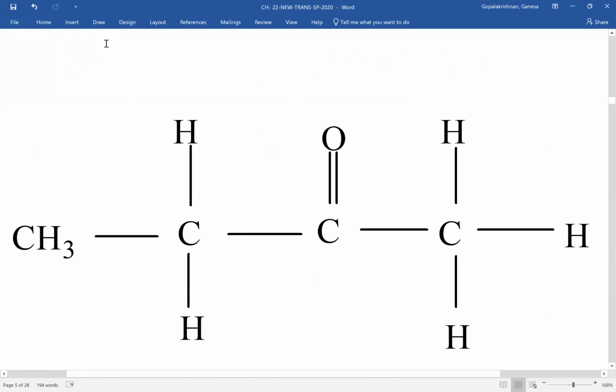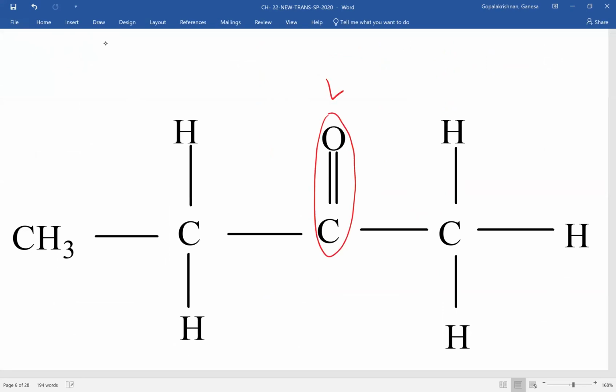This is a ketone, same carbonyl group. It is an electron withdrawing group, but it causes a minus inductive effect equally on both sides. That effect pulls the electrons from these bonds, so they become positive. The same here, it spreads over all the three.